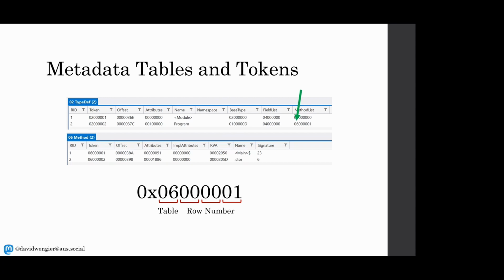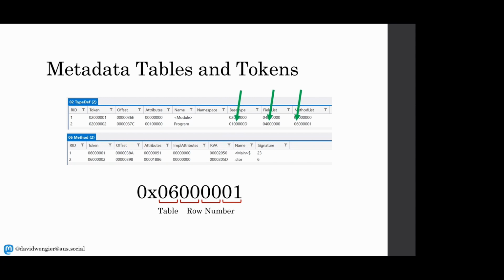But there is another field there called base type. I think my arrow points to field list, sorry, field list. So field list points to 040000. I said there's no row 0. That means there aren't any fields in this type. But you can guess that the field table is table 04. This is all just numbers that come from the spec for the ECMA 335, the spec for .NET, right?